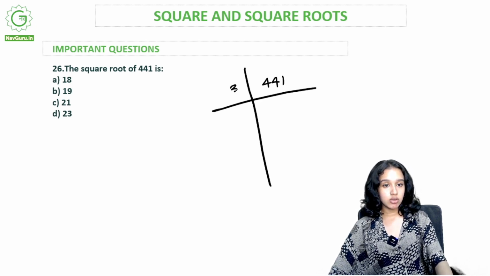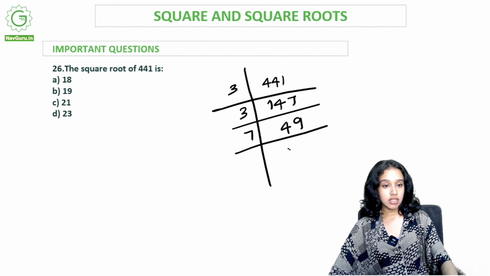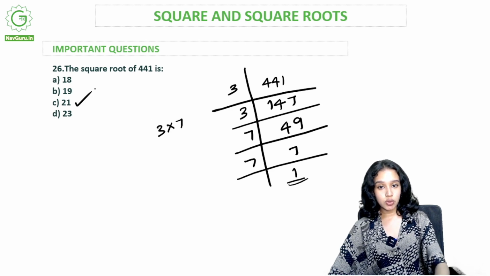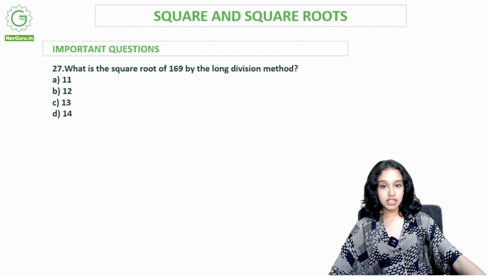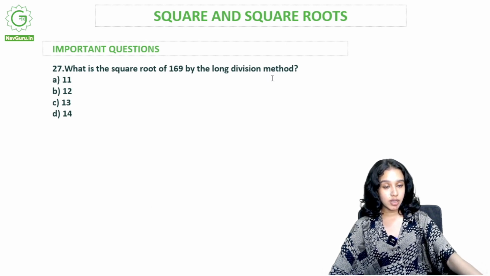4 plus 4 plus 1 is 9, so it goes by 3. 3 1s are 3, 3 4s are 12, and 21, 7 3s are 21. Again 3, 3 7s are 21, 7, 7 and 1. So it's 7 into 3, that's 21. Next, what is the square root of 169 by long division method?